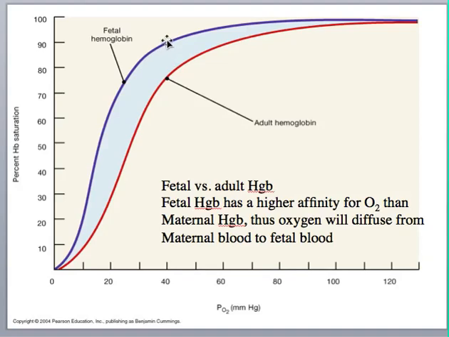the fetus has a much higher affinity for oxygen than the mother's hemoglobin does. So fetal hemoglobin is going to grab oxygen, and this gradient, or this difference in affinity for oxygen, is very important, because that means that oxygen will tend to diffuse from the maternal blood to the fetal blood, and that's good because the fetus needs to have the oxygen being transported from the mother to the fetus.